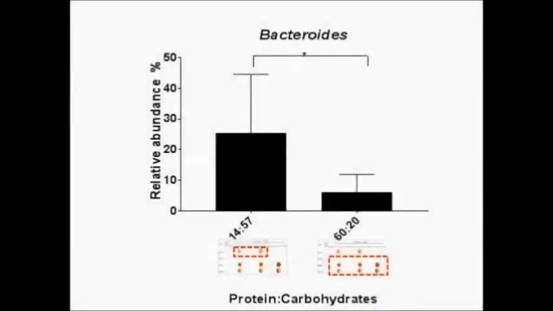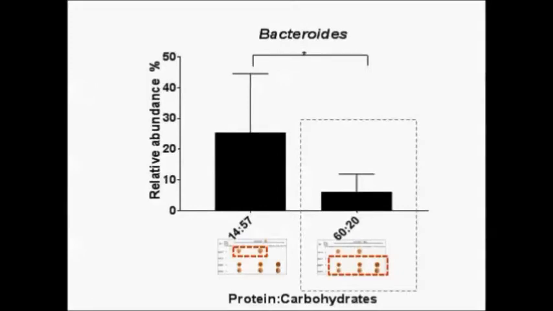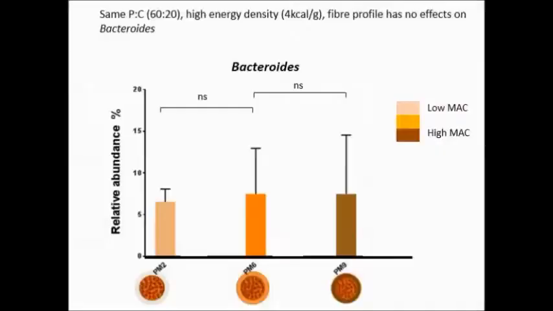If we only look at the protein to carbohydrates ratio of the diet, ignoring other factors, we found low protein, high carbohydrates diet has a higher relative abundance of Bacteroides than the high protein, low carbohydrates diet. So, in high protein diet, Bacteroides are outcompeted by other bacteria that have more advantages in utilizing protein. Let's have a closer look at the high protein diets.